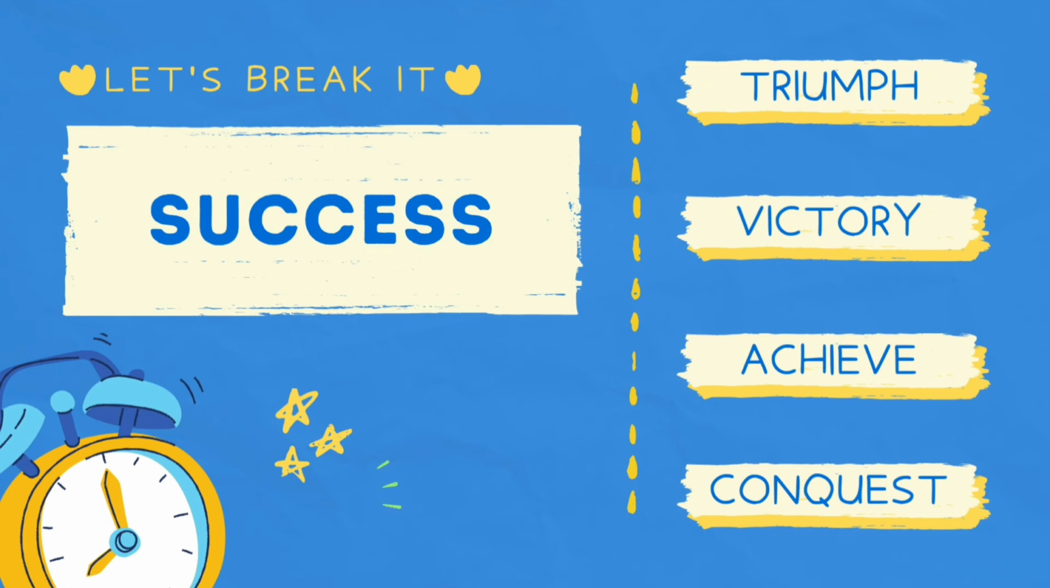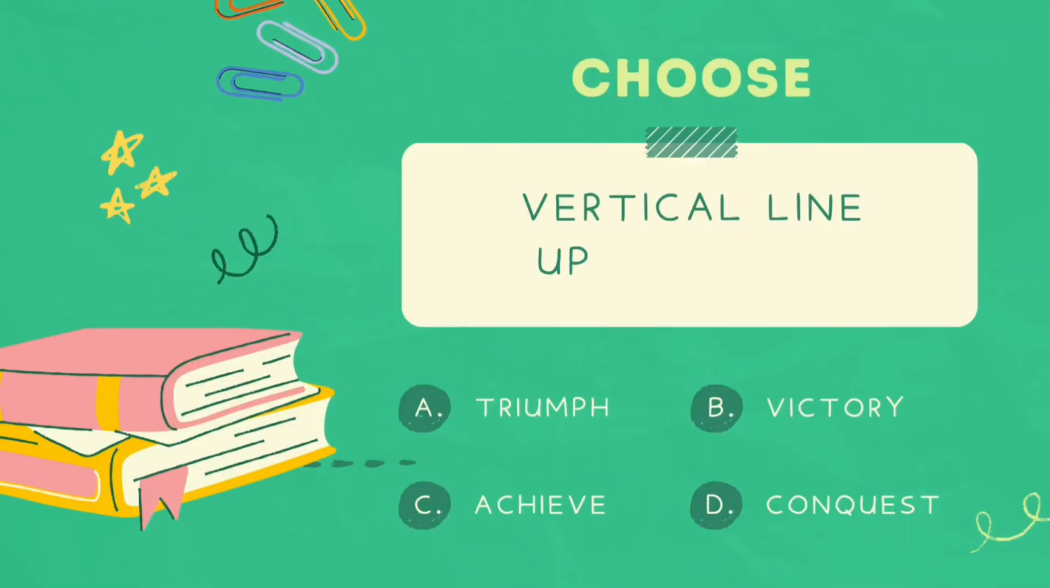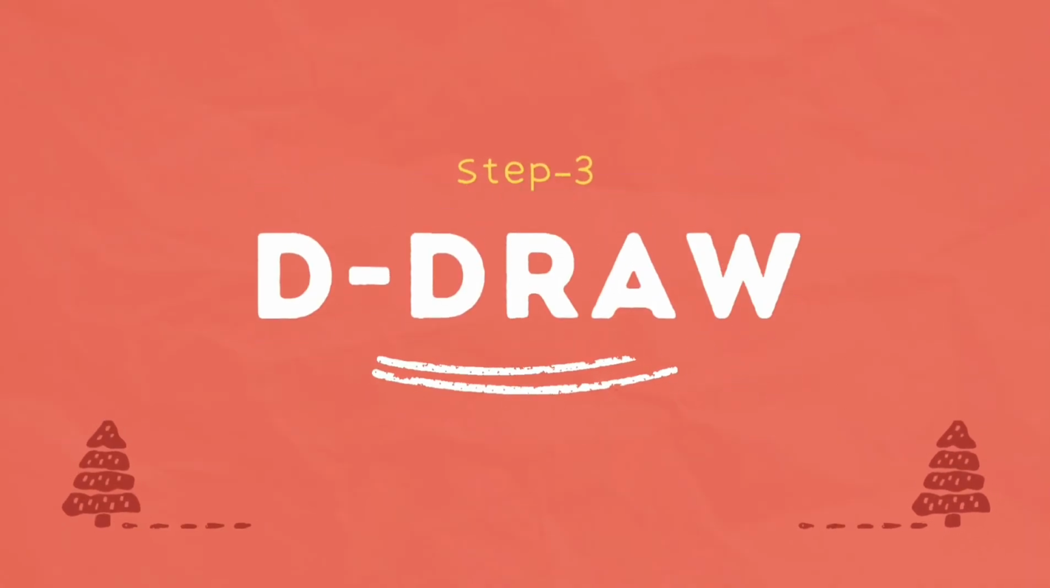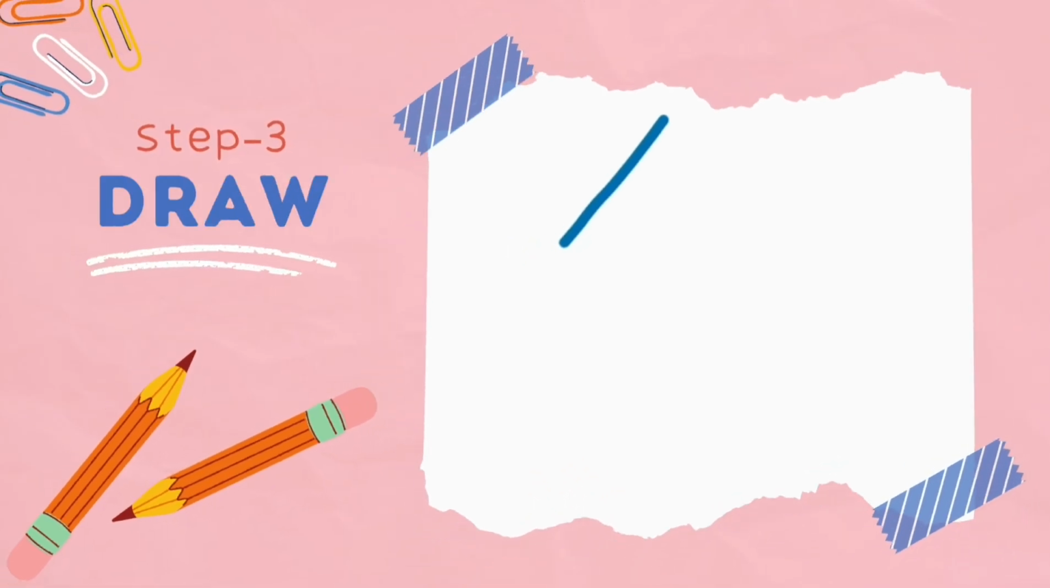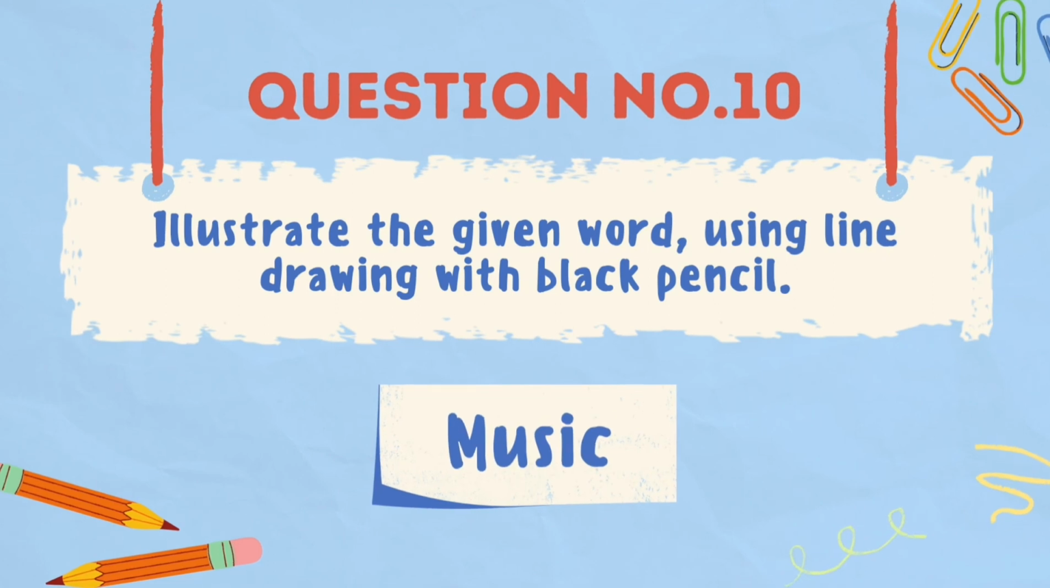So how do we choose a line that best depicts success, right? To choose, we can just use a simple logic here. The word success means something growing or something at the top. So we'll be using vertical and upward lines to show the growth, and also that something is at the top notch. Using the same vertical and upward lines, we'll be drawing something. So we can draw something like this to show success. Okay, that was an easy one.